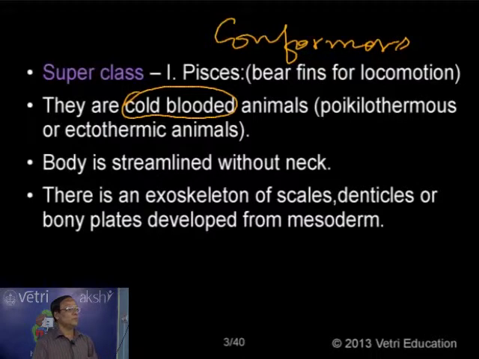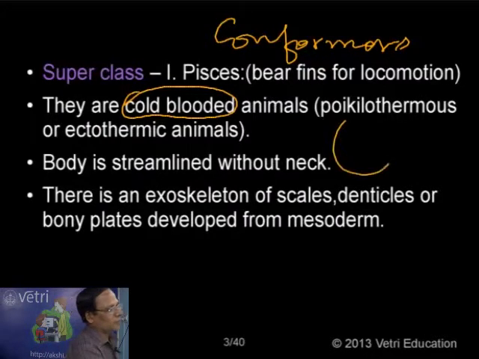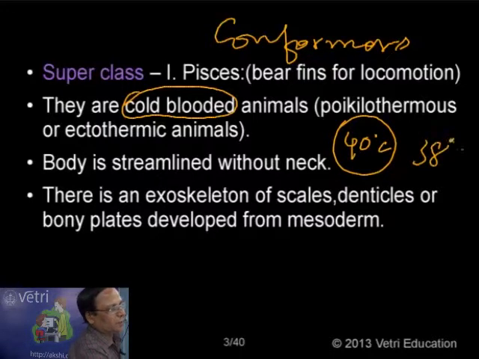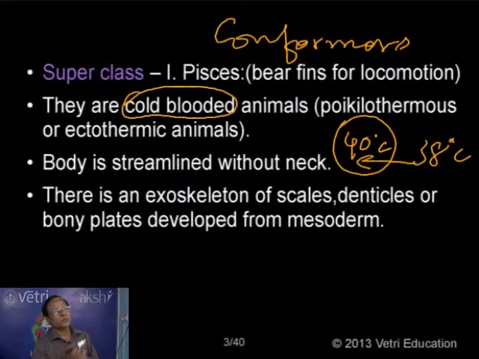For example, if the animal's body temperature is 40 degrees Celsius in the sun, and suppose the outside temperature is only 38 degrees Celsius, immediately the animal can change its body temperature from 40 to 38. So the temperature of the body corresponds to the temperature of the surroundings. Such animals are called cold-blooded.